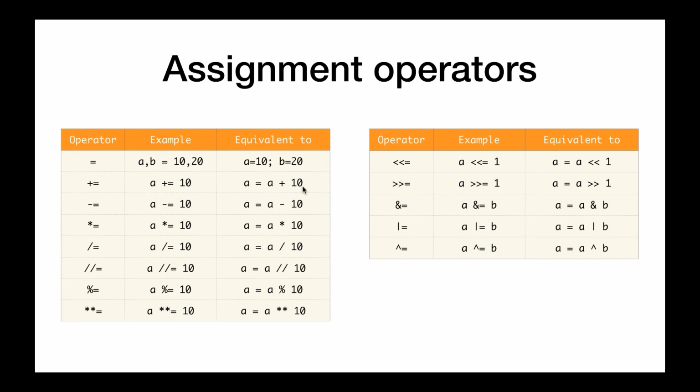At this point in time, if you're coming from C, C++, Java or C Sharp, it is important to know that there are no plus plus or minus minus operators. So if you want to increment the value of a variable by 1, we have to say a plus equals 1 instead of a plus plus. Similarly, a minus equals 1 is equivalent to a minus minus in other languages.